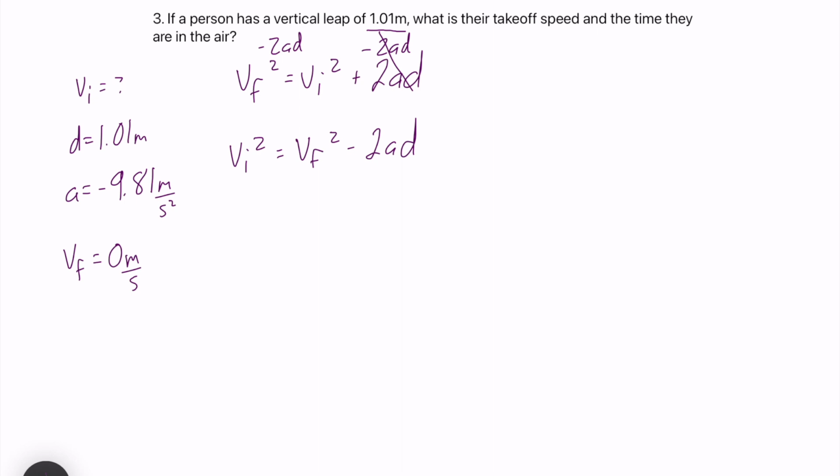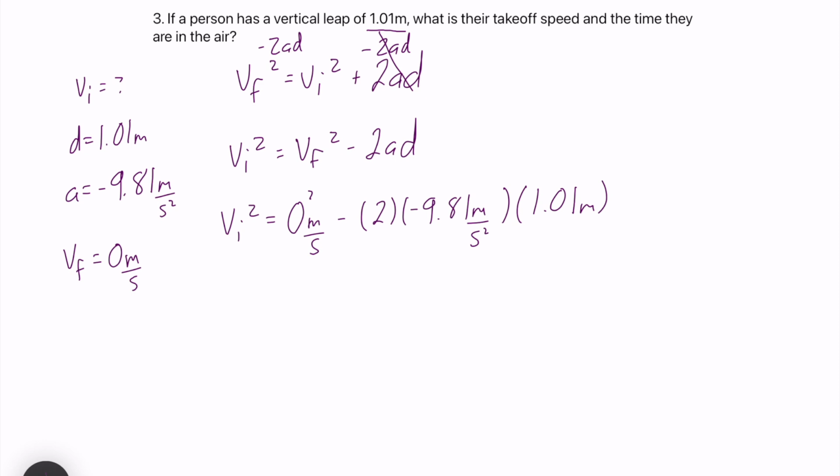So let's go ahead and input our numbers here. We have VI squared equals 0 squared, I guess that's in meters per second, subtract 2 multiplied by our acceleration, which is negative 9.81 meters per second squared. Remember to keep those negatives, folks. That will make a very major impact on your answer. And our distance is 1.01 meters.